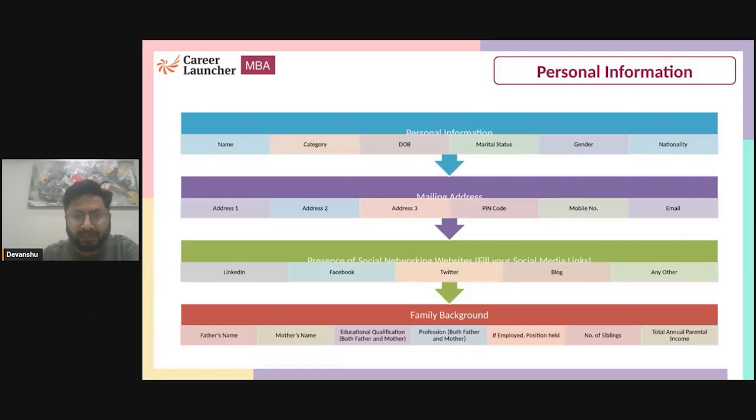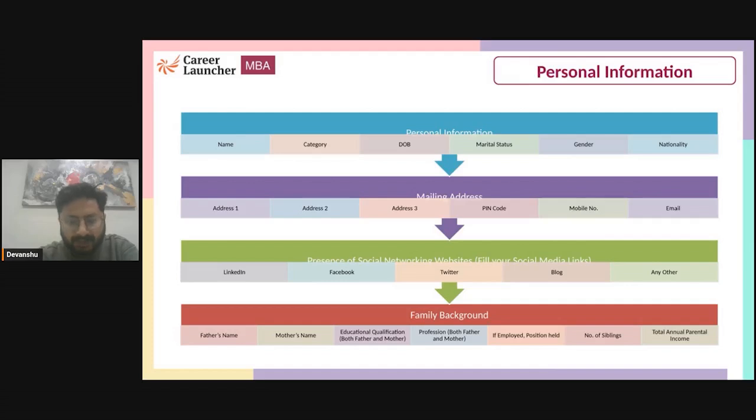So first of all, there are personal details. There is a personal details section in which you have to mention the personal information first, which is the name, category, date of birth, the marital status, gender, male, female, nationality. Then you have to fill out the communication address for you. Then you have to fill out the social networking websites. If you have any presence on maybe LinkedIn, Facebook, Twitter, any of the blogs that you are running, any of the other social media platforms you are active in, you need to mention maybe the link of the same.